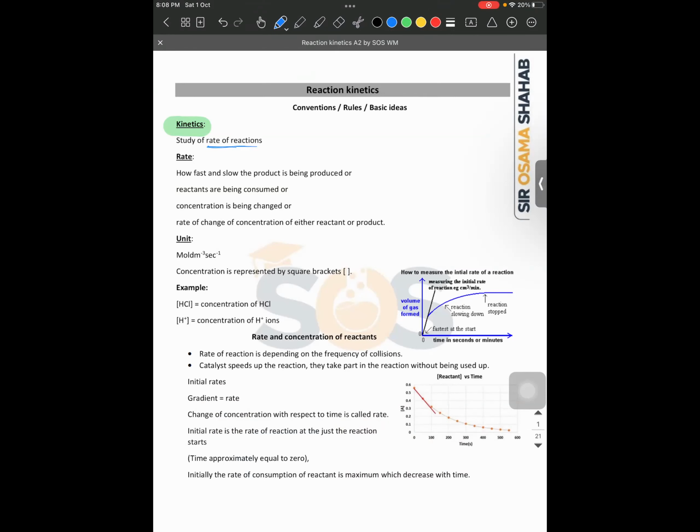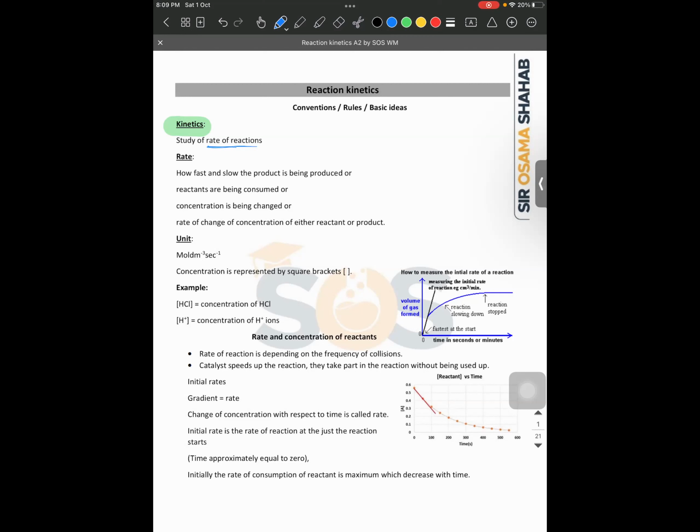So whenever you talk about the rate of reaction, whenever you are going to find out the rate of reaction, whenever you're going to find out the speed of the reactions, either the reaction is fast or slow, whenever you are going to draw the graphs for the reaction rate, and whenever you are talking about the instrument, apparatus, everything related to the rate of reaction, it is actually the part of kinetics, right? This is actually the part of kinetics.